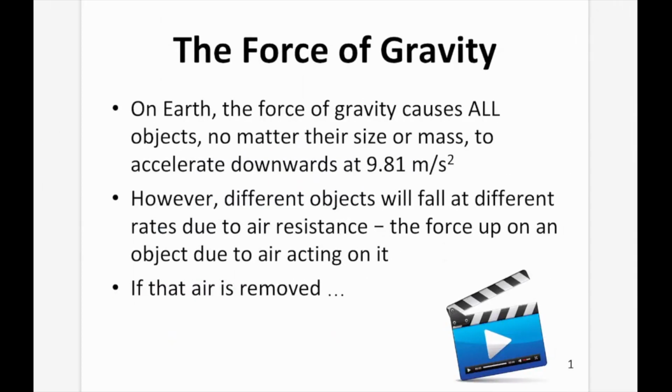The force of gravity. On Earth, the force of gravity causes all objects, no matter their size or mass, to accelerate downwards at 9.81 meters per second squared. However, different objects will fall at different rates due to air resistance. Air resistance is simply the force up on an object due to the air acting on it.